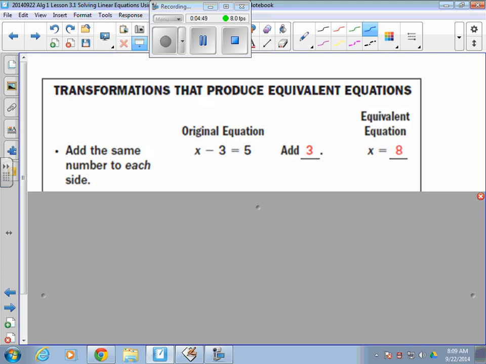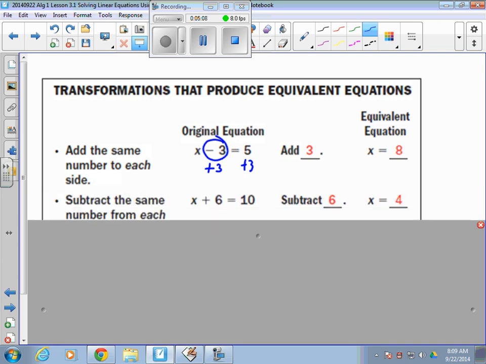So here are your transformations. It says x minus 3 is equal to 5. In order to undo minus 3, you simply add 3. And if you add 3 to the left side, you have to add 3 to the right side to keep it balanced. And 5 plus 3 gives you the number 8.